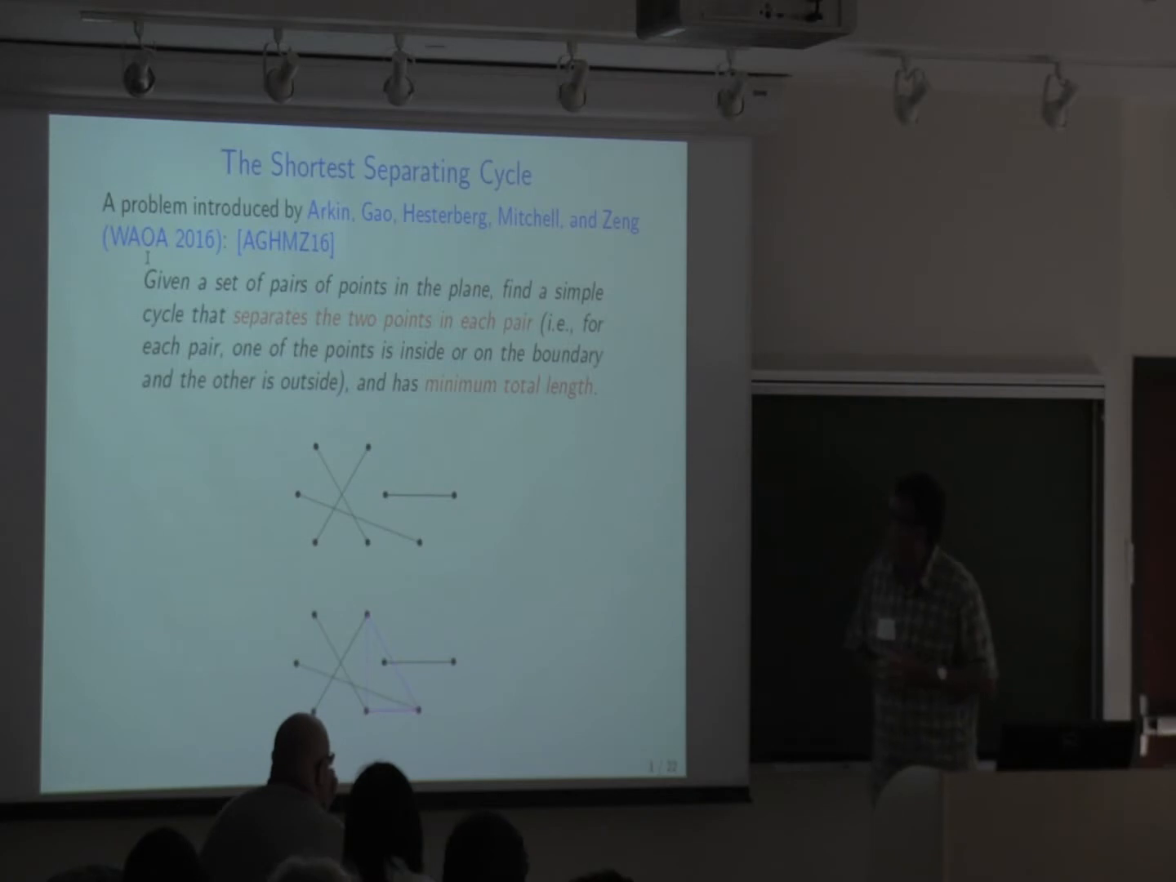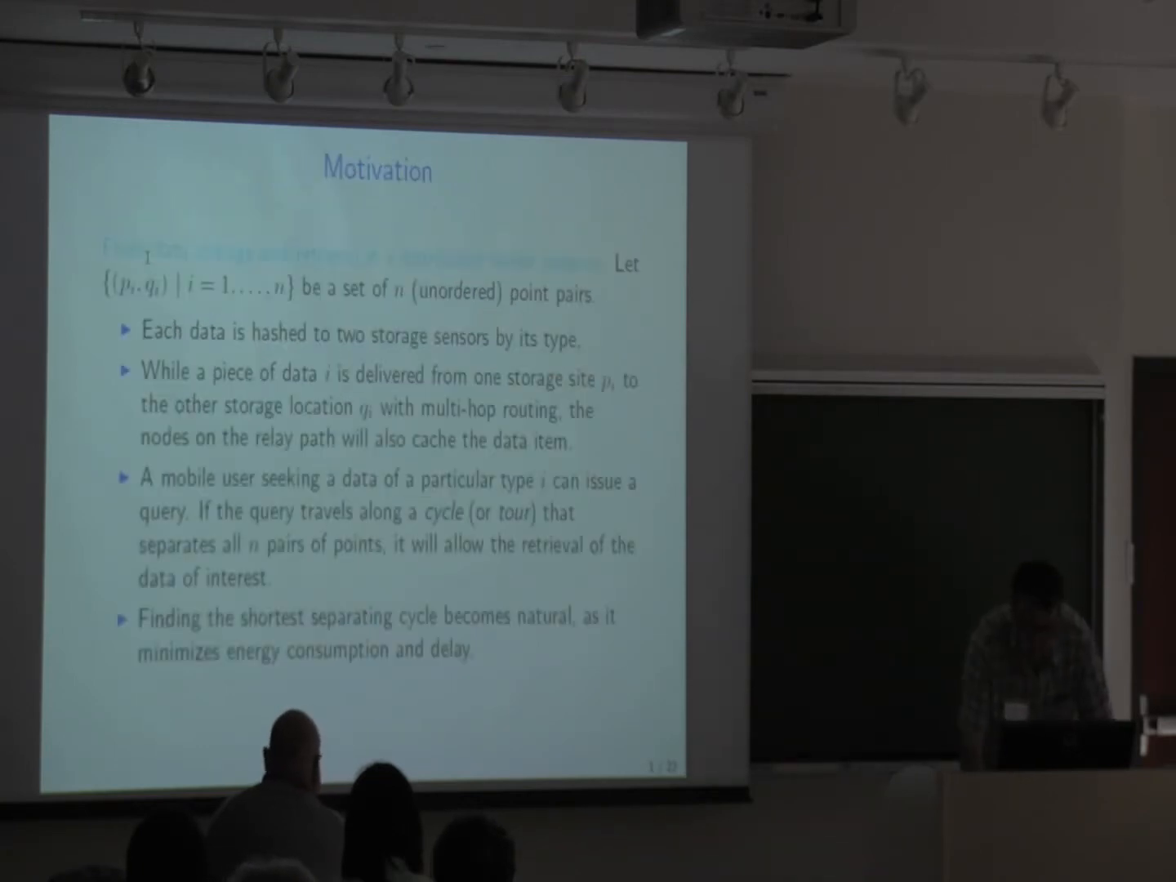So here is an example with 4 pairs and the shortest cycle that separates them. You can see that from each pair, one of the points is on the boundary and one is inside.